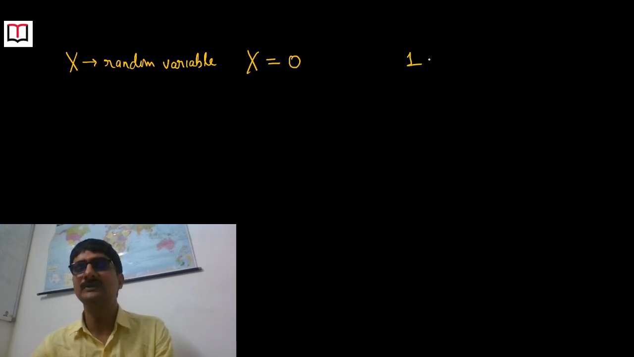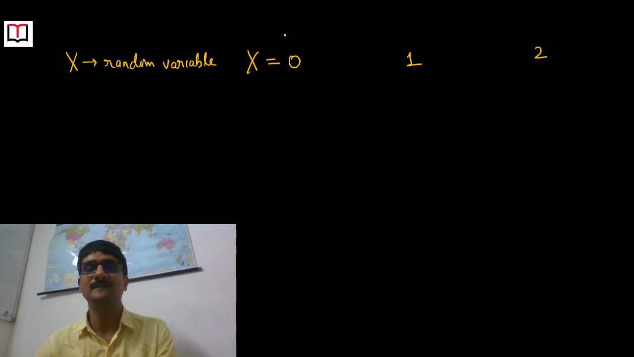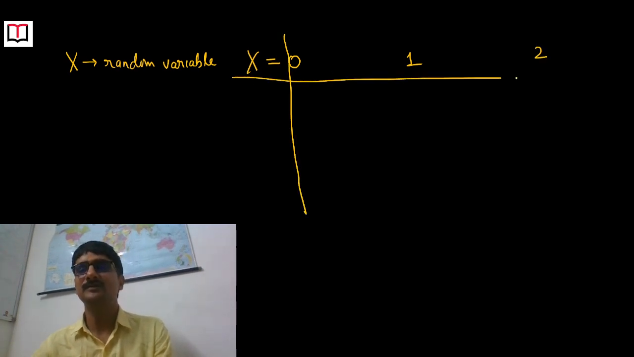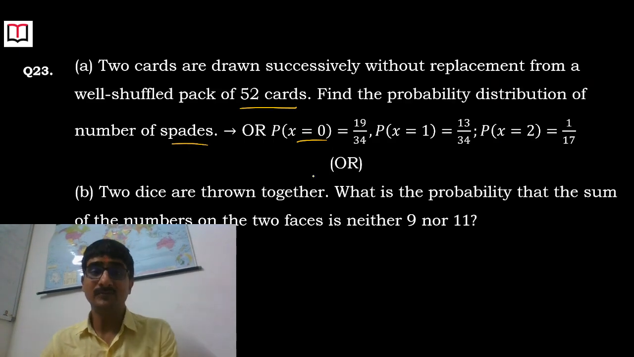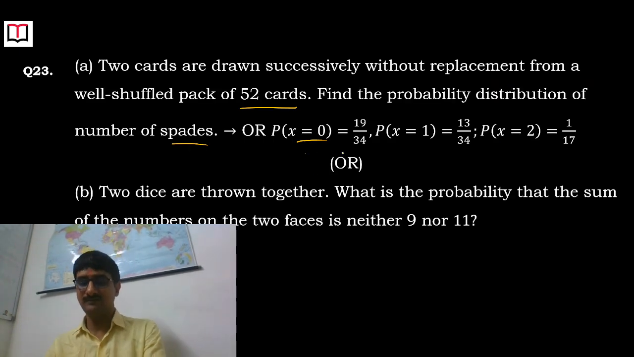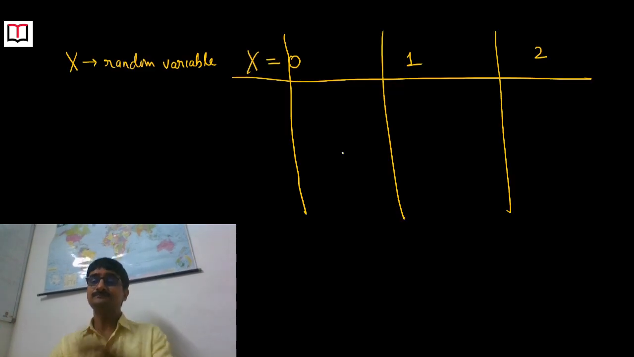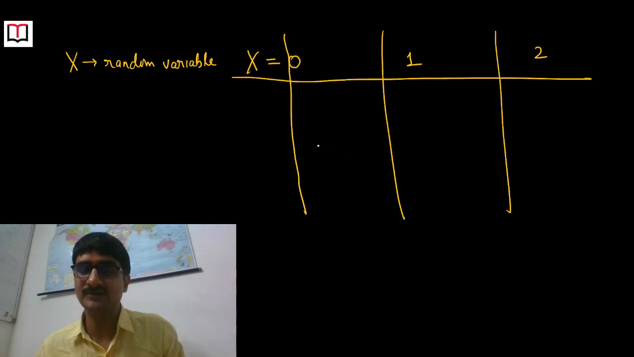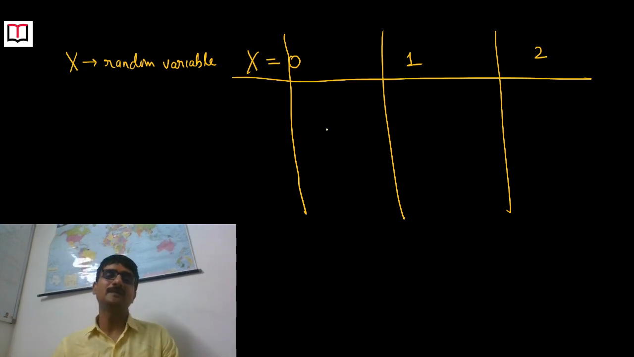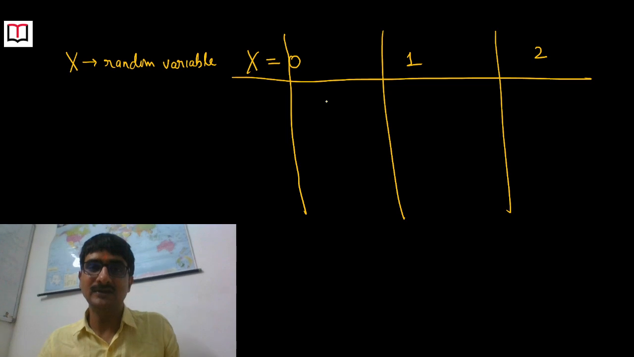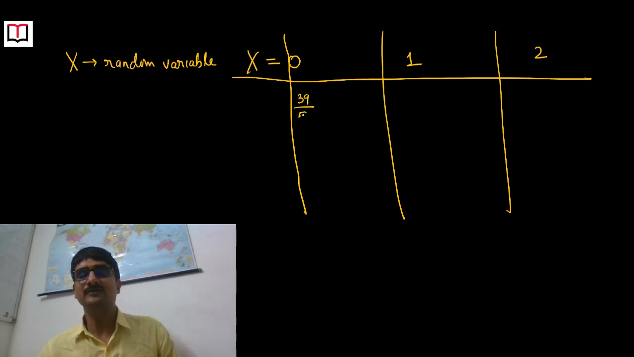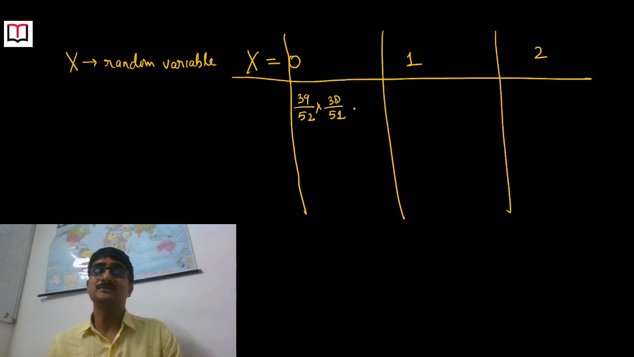Since two cards are drawn, either none of them will be a spade, or one can be a spade, or both of them can be spades. Now if we draw the probability distribution table, P of 0, so probability when x is 0, two cards without replacement. When none of them is a spade, how many spade cards are there? 13. So you are selecting both the cards out of the 39 remaining cards. The first one is 39 out of 52, and then the second one 38 out of 51, since there's no replacement.